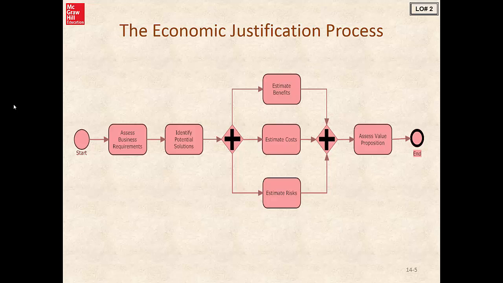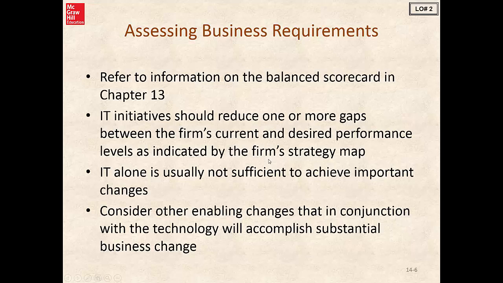So if we look at a diagram here of the economic justification process, we assess the business requirements, then identify potential solutions, and then we estimate the benefits, the costs, and the risks, and then assess the value proposition, and we end with making a decision. So then we need to assess the business requirements. Refer to information on the balanced scorecard back in chapter 13 for what type of information we're going to need to be able to produce.